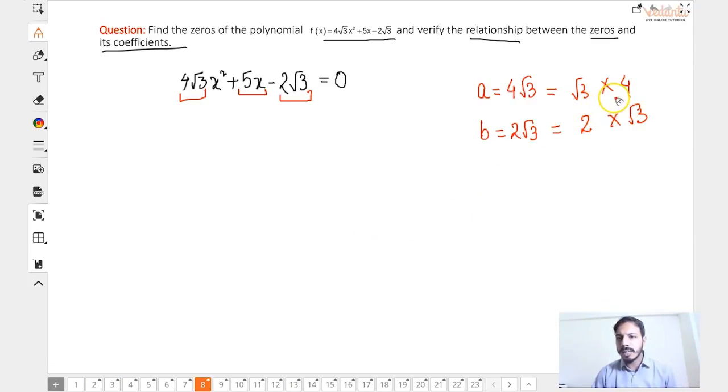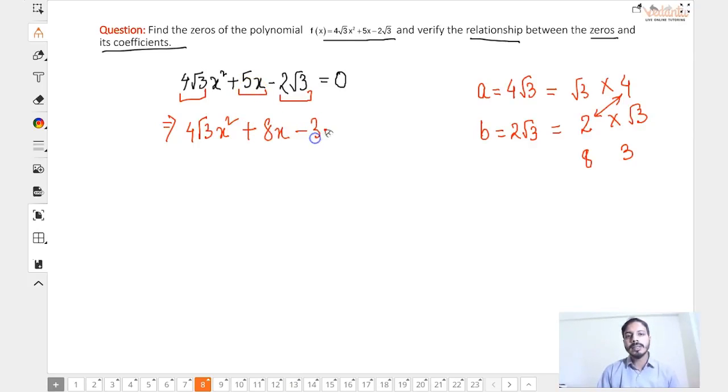So that means now if I cross multiply, I will get 4 into 2, that is 8, and root 3 into root 3, that is 3. Now can I produce 5 from 8 and 3? Yes, of course. So 8 minus 3 will give me 5. That means now I will split this number according to this. That means 5, I will split it as 8x minus 3x minus 2 root 3 is equal to 0.